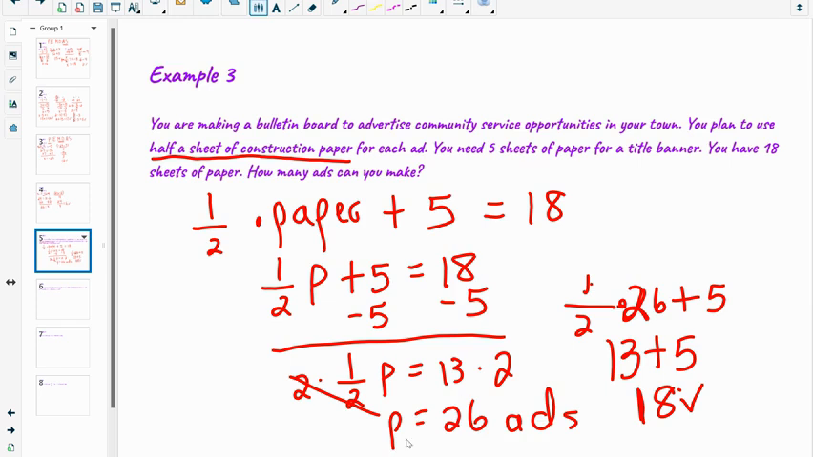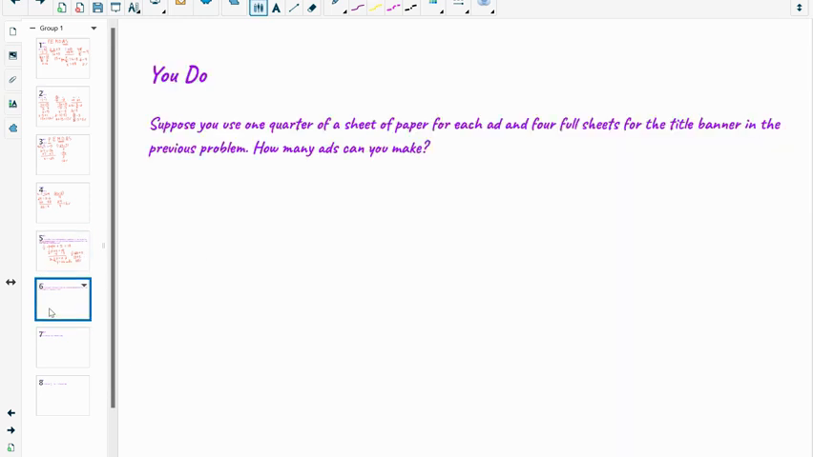So go ahead and give the next problem a try. We're operating off the same information from the previous problem, so if you need to refer back to that problem in your notes, please do that. And I'll see you in a few minutes.